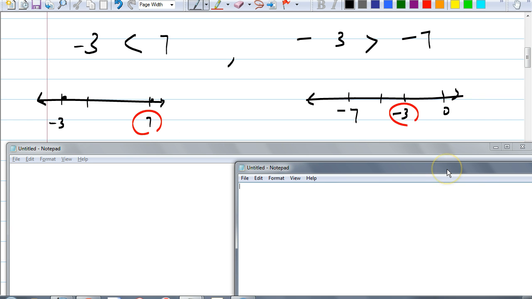Again, this one also works, right? -7 and -3. Which one is on the right, -3 or -7? -3. Therefore, that one's the greater number. Does that make sense? Easy.